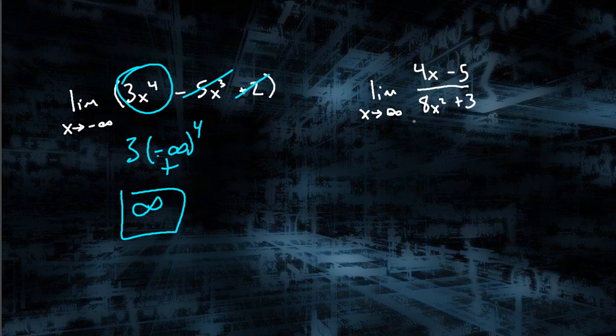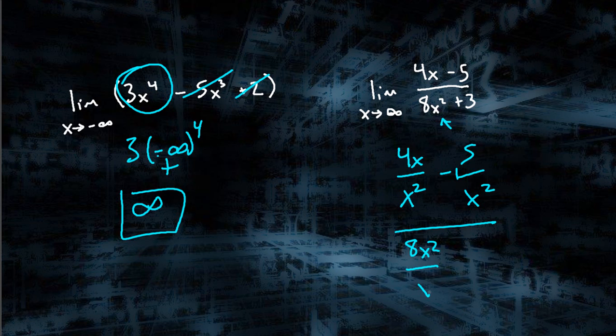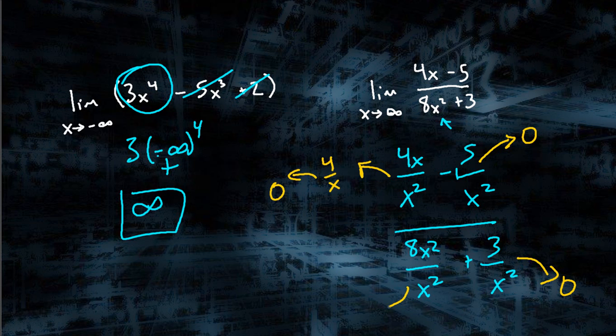On this one, I'm going to divide all the terms by the highest power of x. That's x squared. So I have 4 over x squared minus 5 over x squared and 8x squared over x squared plus 3 over x squared. So this term will go to 0 and this term goes to 0. This term, well, that would reduce to 4 over x, so that's going to go to 0. And this, the x's cancel, goes to 8. So I end up with 0 over 8. Well, what's that equal? 0. 0 over 8 is just 0, so that one becomes 0.